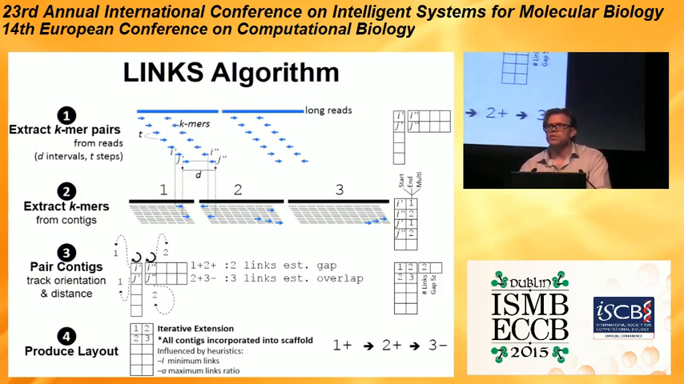And the fourth step is to produce a layout. It's through an iterative extension where you look at every single contig and see its pairing partners. And the layout is determined by at least two main heuristics: the number of links necessary to merge two contigs, and the maximum links ratio between the second best and the best possible merge.